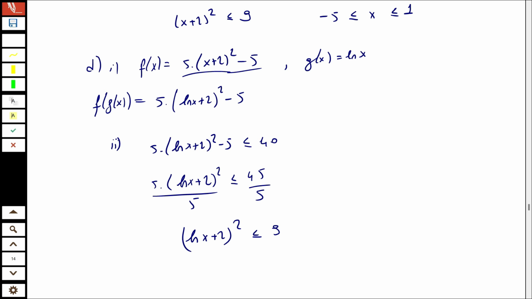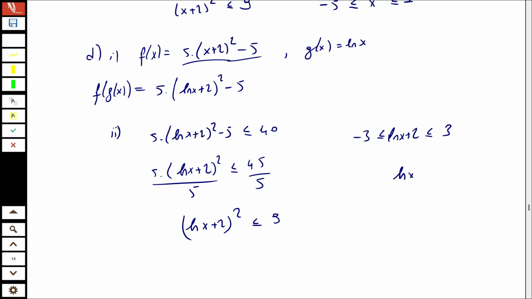And you can write from here that ln x + 2 is going to be less than or equal to 3, or it will be greater than or equal to minus 3. In this case, you can write ln x is less than or equal to 1 and is greater than or equal to minus 5. But we are looking for the x instead.